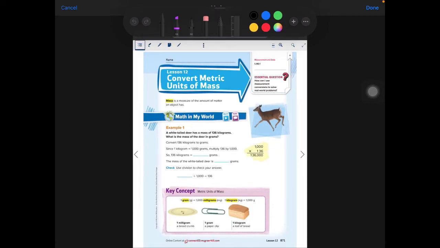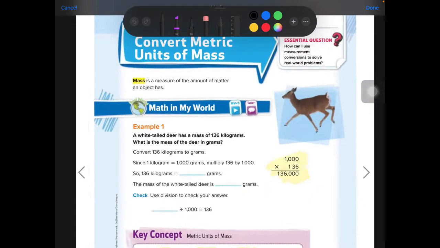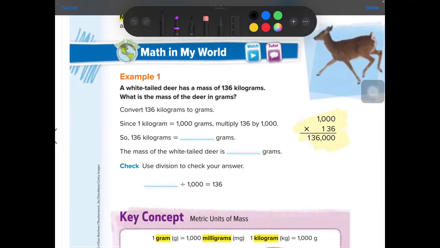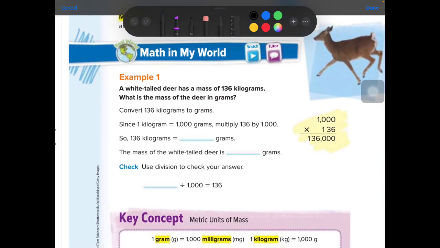Cox. We are on Chapter 11, Lesson 12, page 871 in your math book. And today we're going to be talking about mass. Mass is the measure of the amount of matter an object has. And again, we're going to be using our King Henry died merrily drinking chocolate milk.